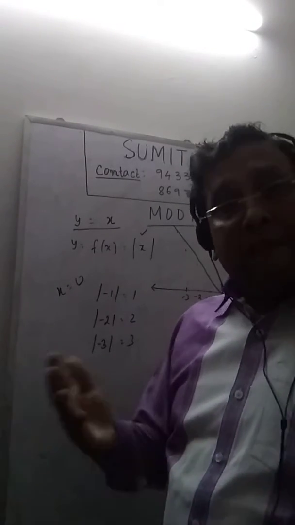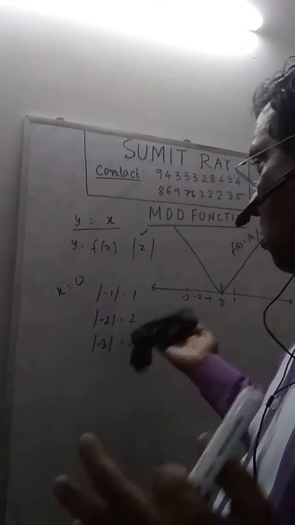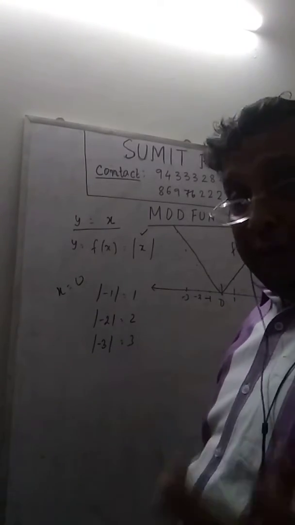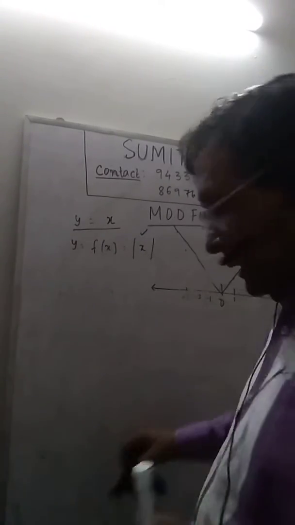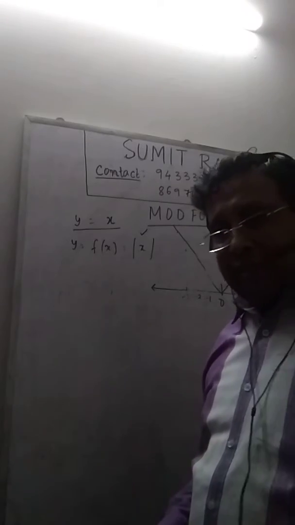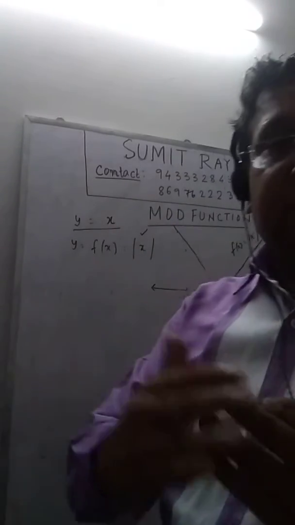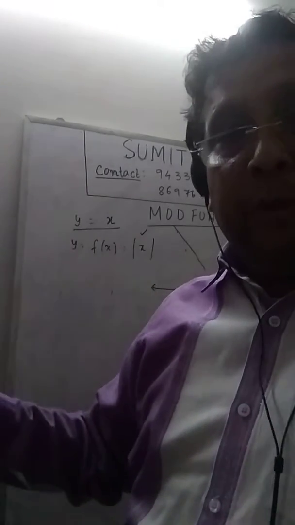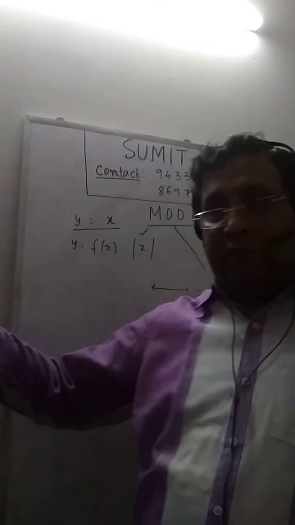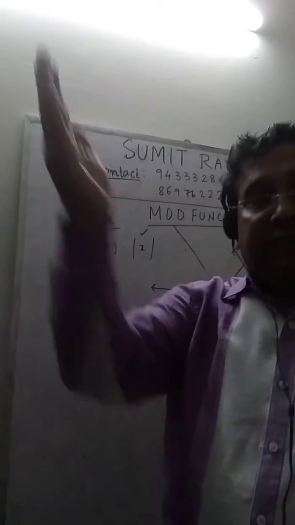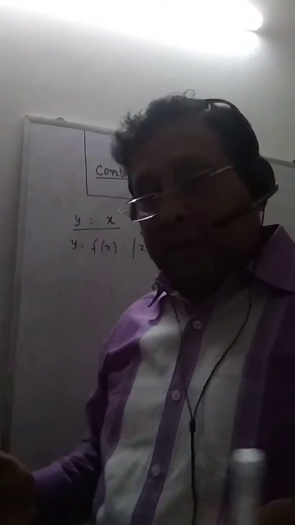Now, other than graphically, we also have to understand these mod functions as piece functions. It is very important. Now, what is a piece function? A piece function means the function is represented piecewise for different domains of real numbers. x has so many domains, and for different domains the function is split. So that is called a piece function.